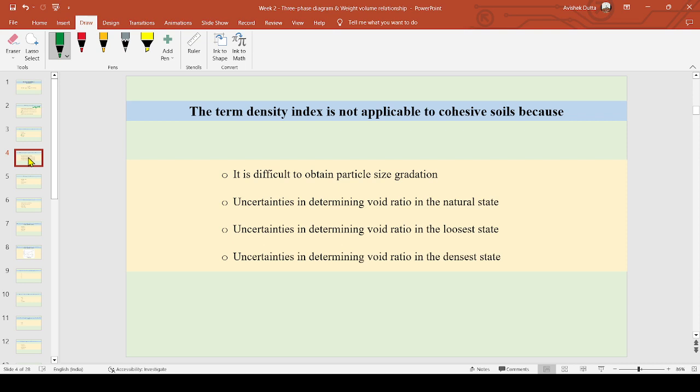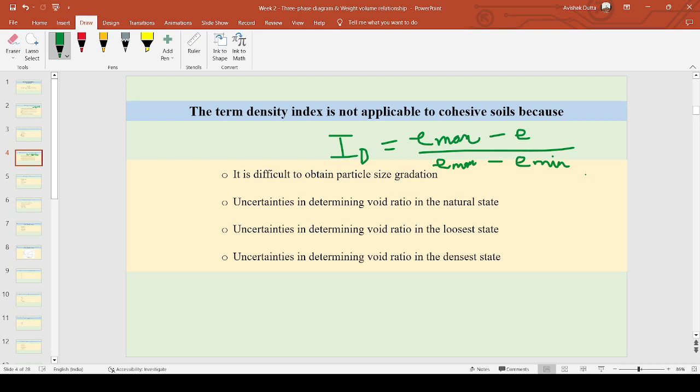So please explain. What is the definition of density index? First, you have to know that density index, if you write it as ID, is equal to (E max minus E) divided by (E max minus E min). Now E, you know that it is void ratio, right?